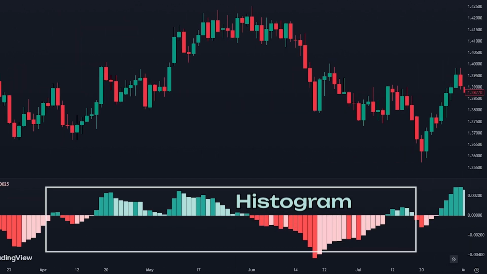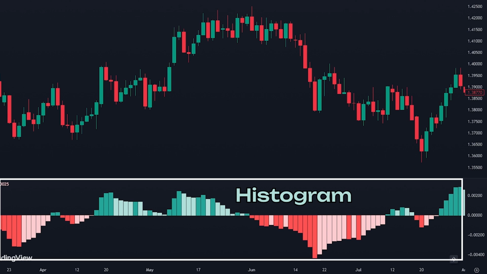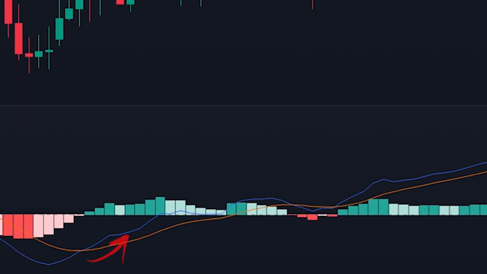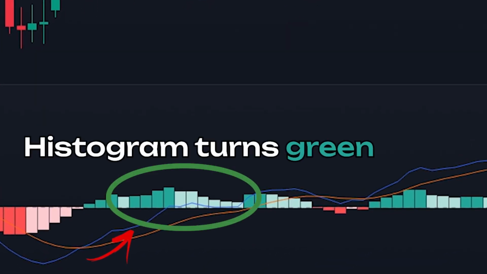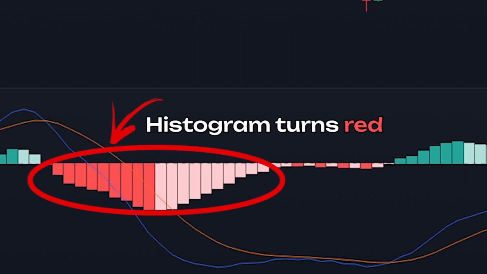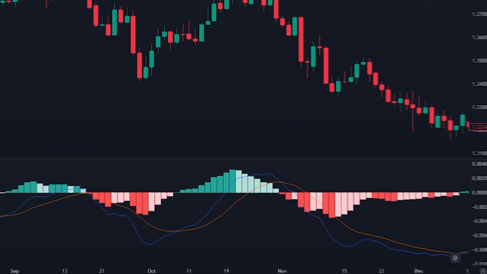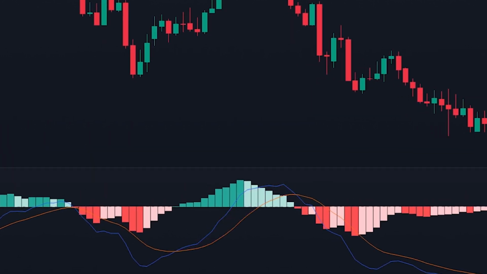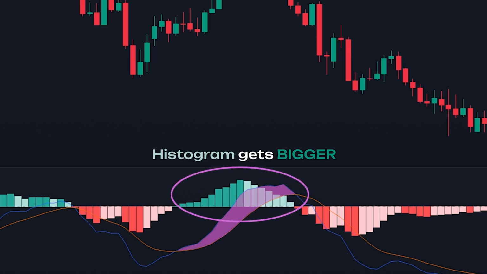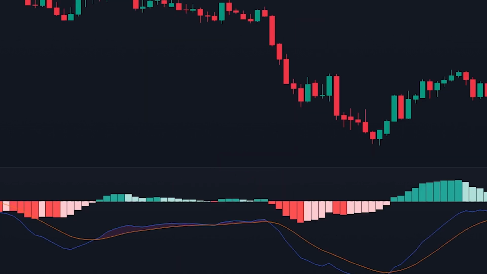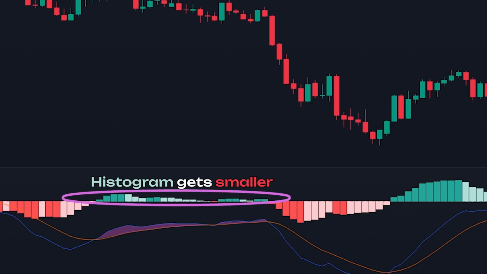Moving on, there is the histogram, which displays the gap between the MACD line and the signal line. If the line crosses above the signal line, the histogram goes green. If it crosses below, it turns red. The width of the histogram depends on the distance between the MACD line and the signal line. As you can see, if the two lines are further apart, the histogram gets bigger. And if the two lines get closer, the histogram becomes smaller.